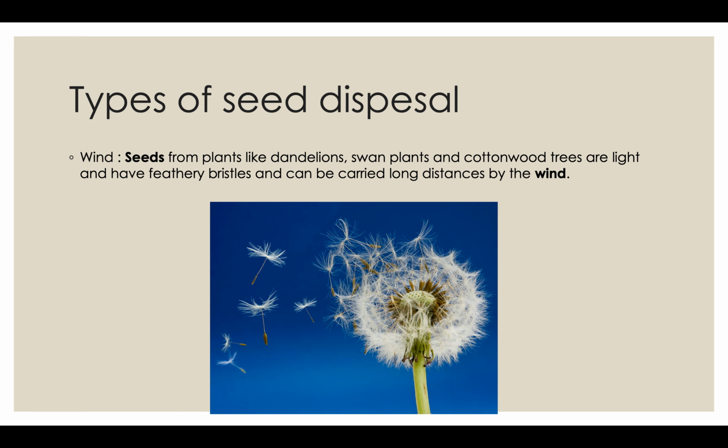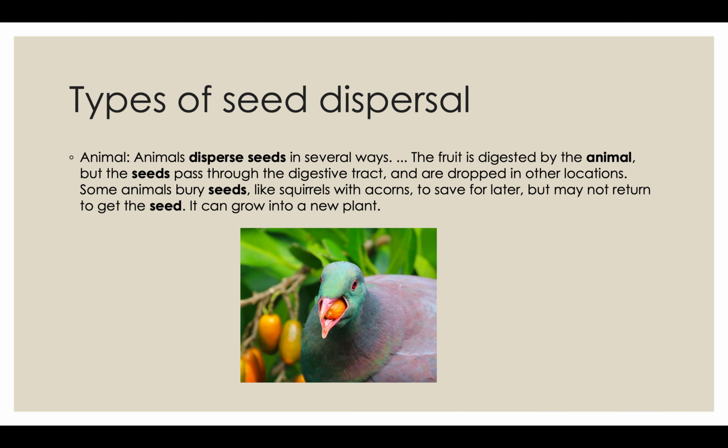Another type of seed dispersal is wind. Okay, so seeds from plants like dandelions, swan plants, and cottonwood trees are light, and they have feathery bristles and can be carried long distances by the wind. I don't know if you guys have ever blown a dandelion, which is this right here. If you blow a dandelion, you will just see dozens and dozens of little feathery bristles flying around, and they will travel long distances and eventually spread around to create more dandelions.